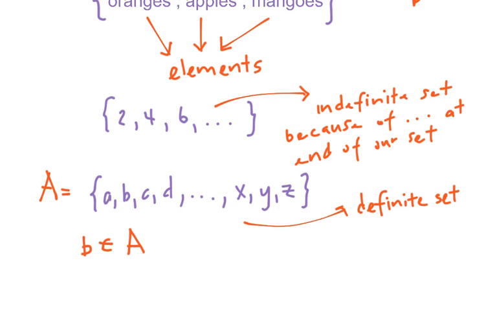Okay, so little b represents an element, big A represents a set, and this symbol in the middle represents is an element of, or is a part of the set A. We can also see that there are no numbers that are in this set A. So therefore, the number 1, for example, is not in the set A.